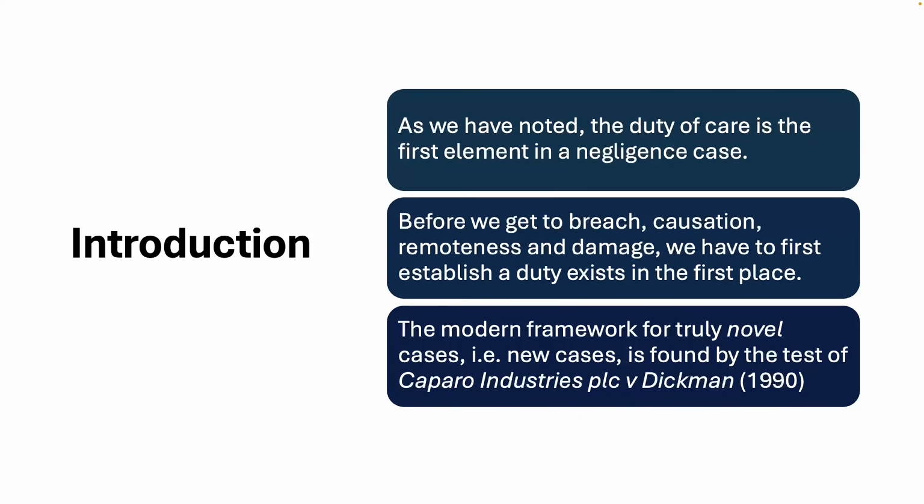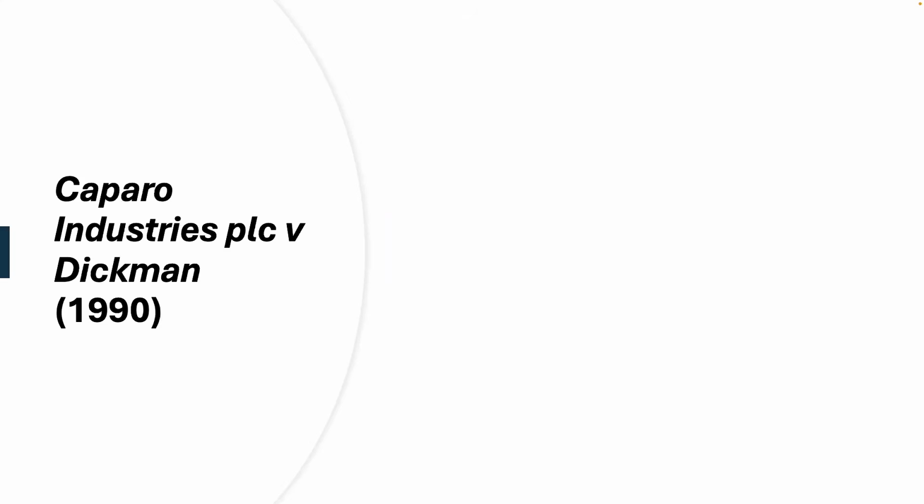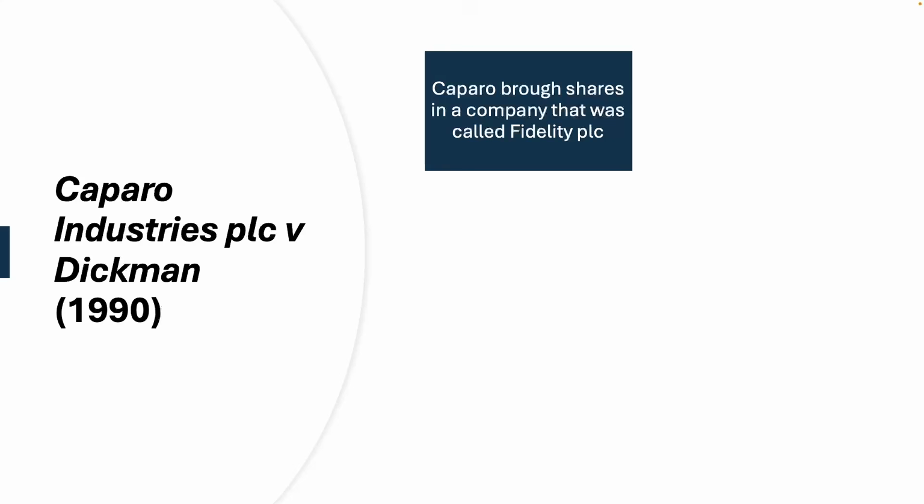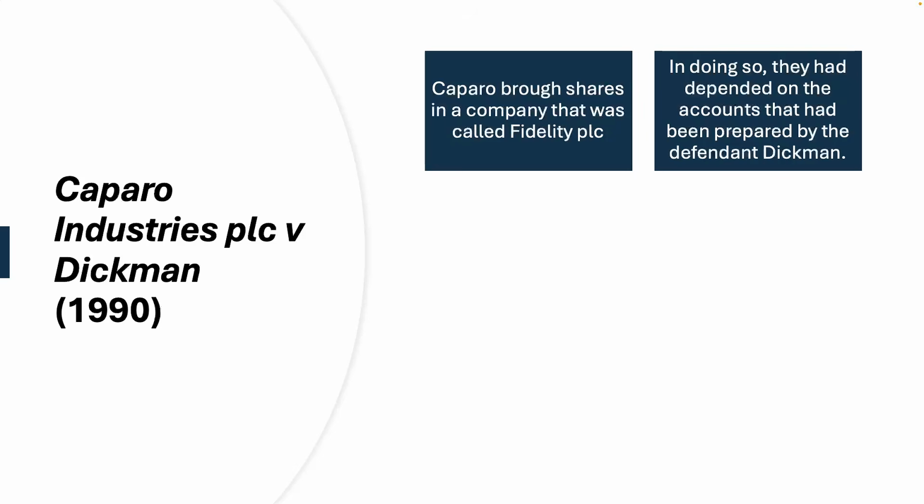The modern framework for a truly novel case, i.e. new cases, is found by the test of Caparo Industries v Dickman from 1990. This was a case in which Caparo had bought shares in a company called Fidelity PLC, a publicly traded company. In doing so, they had depended on a set of audited accounts that had been prepared by the defendant Dickman.